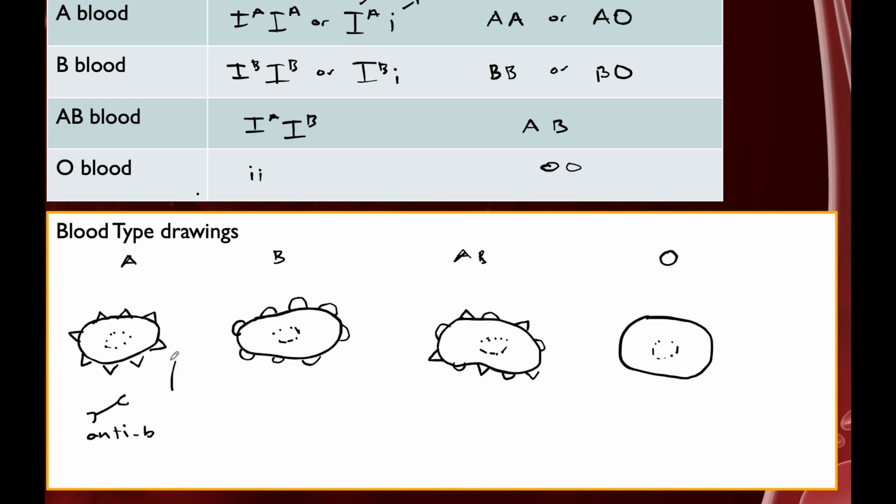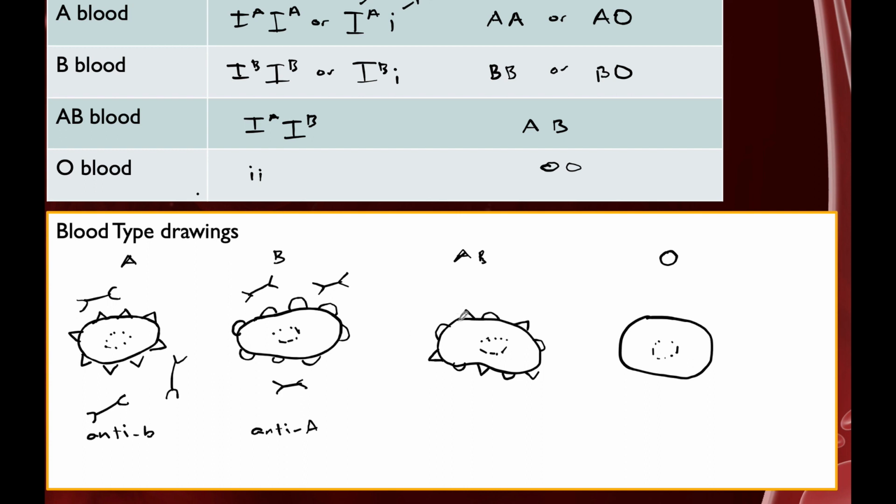antibodies. And what they look like are little sticks with little tiny, almost like half circles on the ends of those sticks. These are made of protein. In a B-blooded person, they're also going to have antibodies, but they're going to have what's known as anti-A antibodies. And these will be little sticks, and they have these little wedge shapes on the end of them.